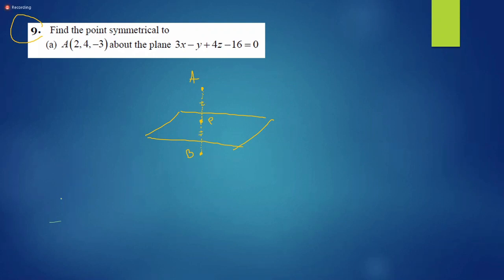Here, and so we need, evidently, first of all, the equation of the line AB. So the thing is, yes, we see that sketching is necessary. Line AB is perpendicular to the plane. So we have a point, and we have the direction vector. The direction vector will be 3, minus 1, 4.